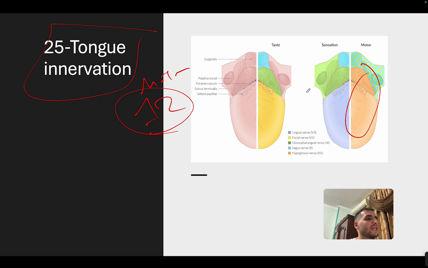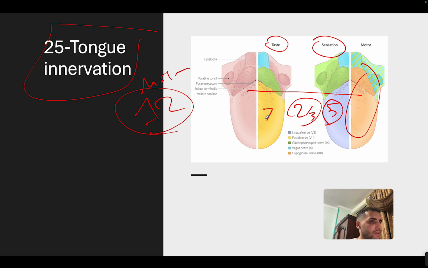Okay, now the anterior 2/3 of the tongue, if it's normal sensation like pain and temperature, then it's the trigeminal nerve. But if it's taste, then it's the facial nerve. Now it's not hard to remember, because I know that the trigeminal nerve affects the sensation of the whole face, and also the anterior 2/3 of the tongue, and also the muscles of mastication. So it's not hard to remember that this is the one that would give also the normal sensation to the anterior 2/3 of the tongue.